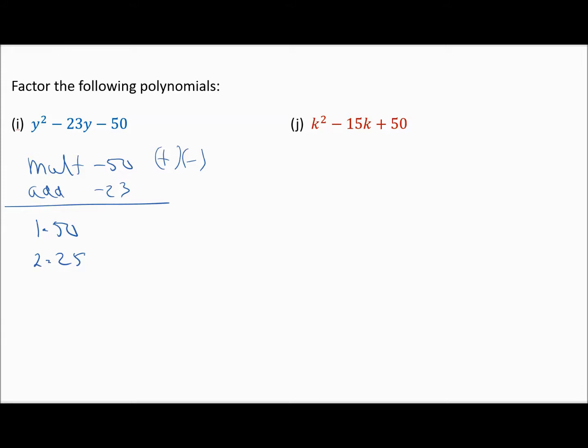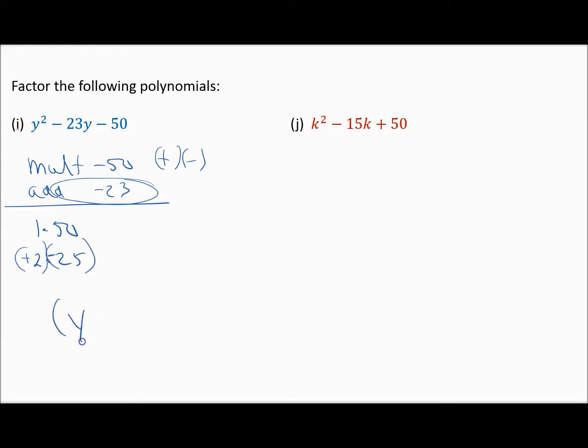So how do I know which one's negative or which one's positive? Remember, the sign matches that of the bigger one. So if I make 25 negative and my 2 positive, that's going to add to be negative 23. So that's my answer. So I'll go back and look at the variable.